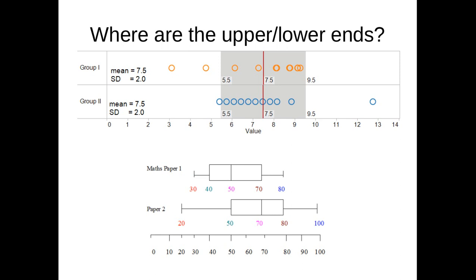You compare different ranges. So for example, here this math paper has a range of, you can say the range is between 30 and 80, or you can subtract and say 80 minus 30 is 50, so that range is 50, whereas this range is 80. Those are two different ways of thinking about the range.